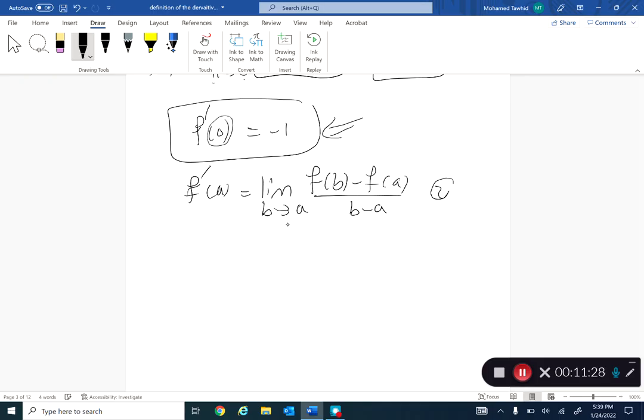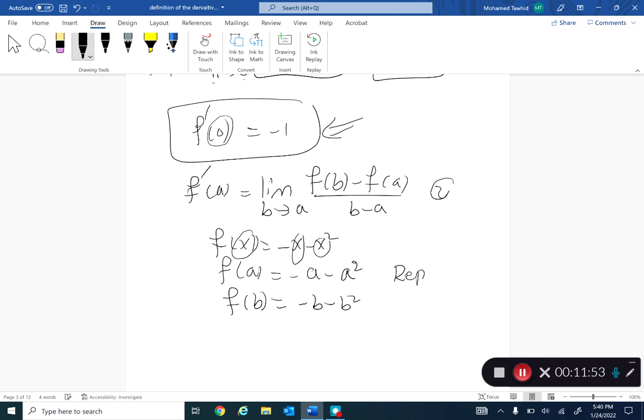Now I need to get f of b. What is your f of x given? F of x is negative x minus x squared. What is your f of a? Just replace x by a, so you have negative a minus a squared. And what is f of b? Just replace x by b, so you have negative b minus b squared. So here I replace x by a, and here I replace x by b.